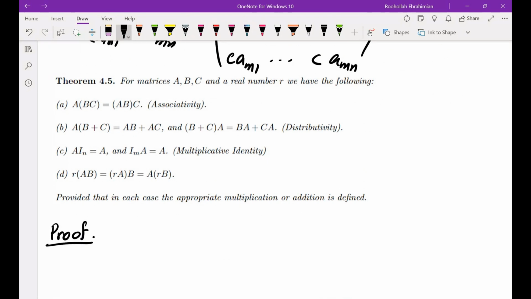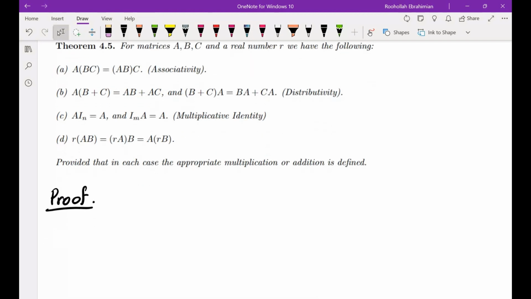Okay, so there are 4 properties I'm going to go over, and I'm going to present the proof of each one of them. For matrices A, B, C, and a real number r, we have the following. A times BC is equal to AB times C. That's called associativity. The second one is A times (B plus C) is the same as AB plus AC. B plus C times A is also BA plus CA. A times the identity matrix is A, and the identity matrix times A is also A. And then r(AB) is (rA)B, which is also A times (rB).